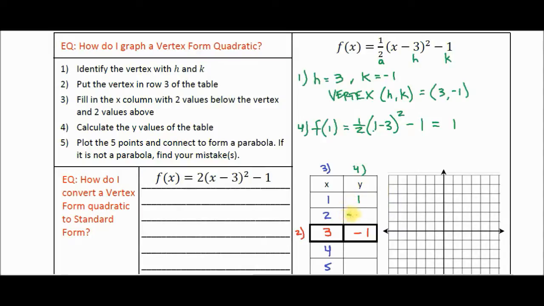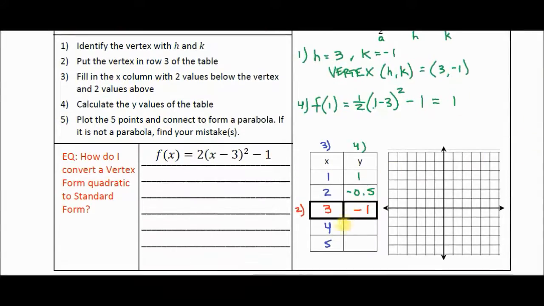This is going to be negative 0.5. The 4 value, I'll scroll up here, is going to be negative 0.5, and plug in 5, and you're also going to get 1. Remember, the axis of symmetry tells us on a parabola that once we figure out the 2 points that are the same distance below the vertex, if we do 2 points the same distance above the vertex, we're going to get the same y values, just reflected or reversed. So now we've got our 5 points.